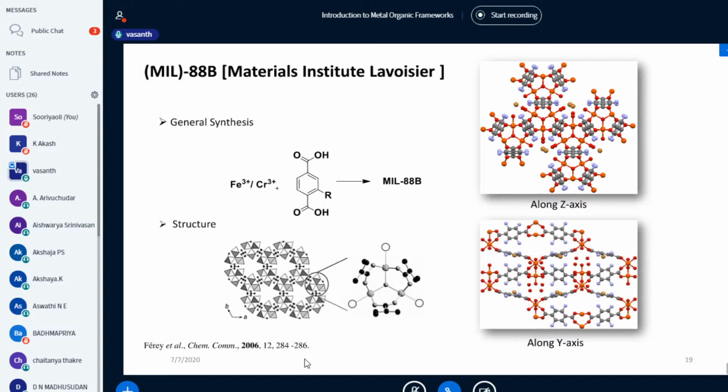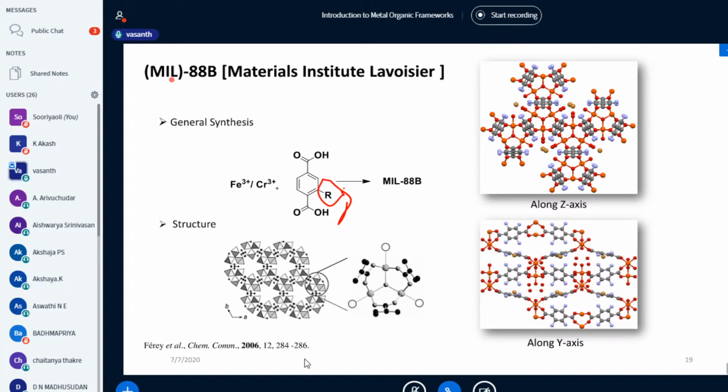And here is one such example of a metal organic framework. It was prepared with either an iron salt or a chromium salt, and then substituted benzene dicarboxylic acid. The R stands for the substitution. Previously, we saw OH substitution, Br substitution, or methyl group substitutions. These substitutions are referred to as the R group.